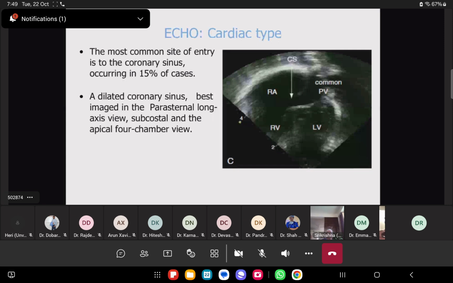The most common site of entry is the coronary sinus, occurring in 15% of the cases. A dilated coronary sinus is best imaged in the parasternal long axis view, subcostal and apical four-chamber view. This is the apical four-chamber view, which is showing the dilated coronary sinus.